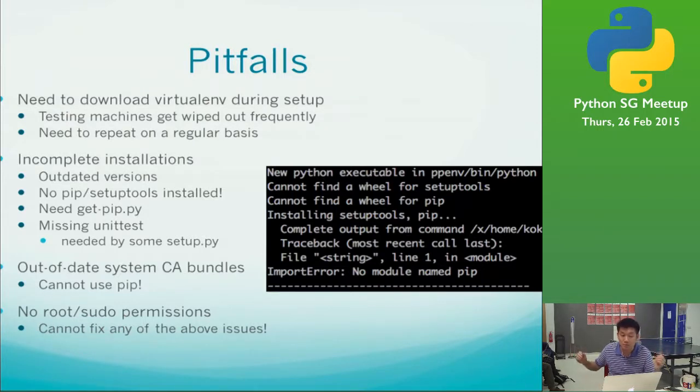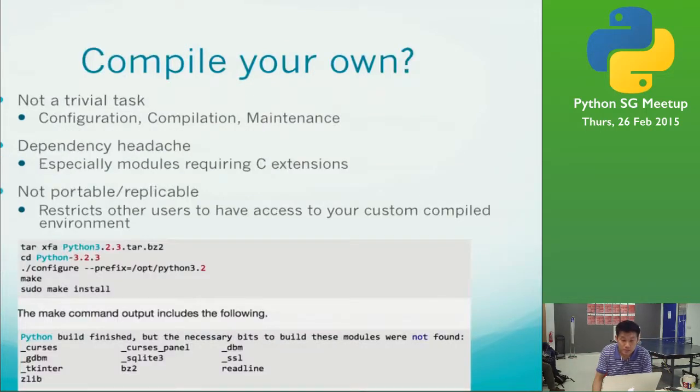Out of date CA bundles, and especially I think this is a problem with pip that can be improved upon in the future. And of course, the last point, when you have no sudo or root permissions, all of the above will remain problems. So why not compile your own? Believe me, I have gone down that path. I almost died trying.